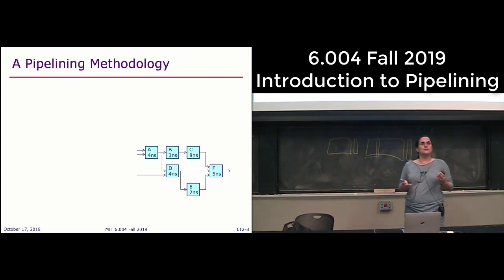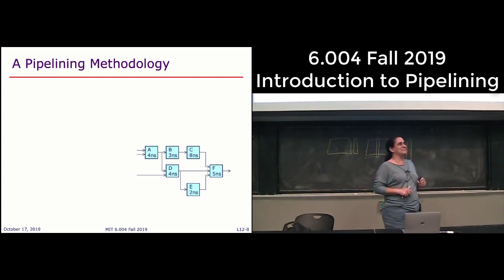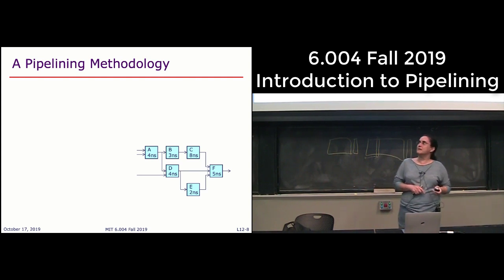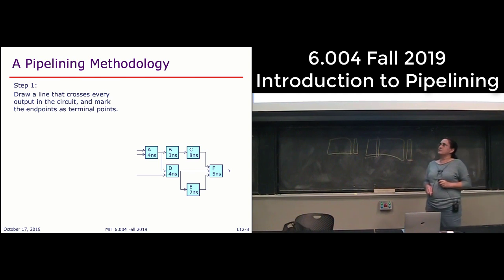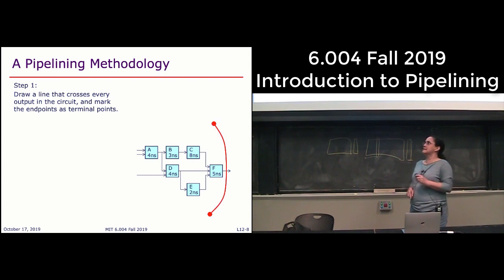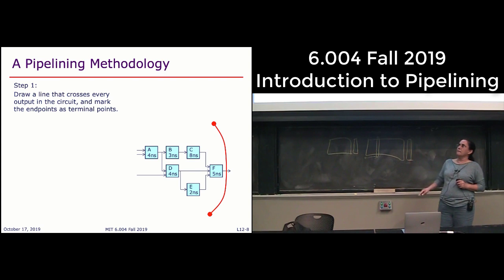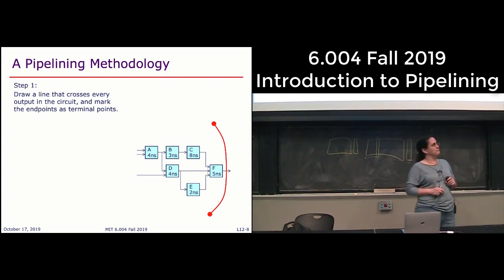So how can we do that in a kind of mechanical way that we can be sure will always work? We have a methodology for this. Suppose I give you any kind of combinational circuit. What you're going to do is follow the following recipe. The first thing you're going to do is draw a line that crosses every output in the circuit, and mark its endpoints as terminal points, okay? This is the first line that I draw. And wherever this line crosses one of my wires, I'm going to be adding a pipeline register, okay?